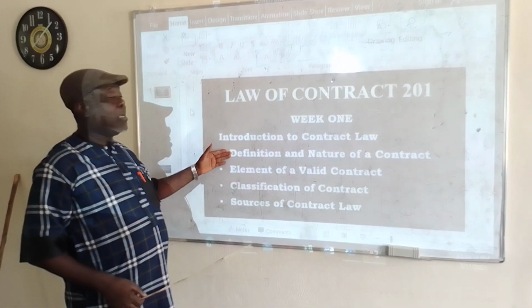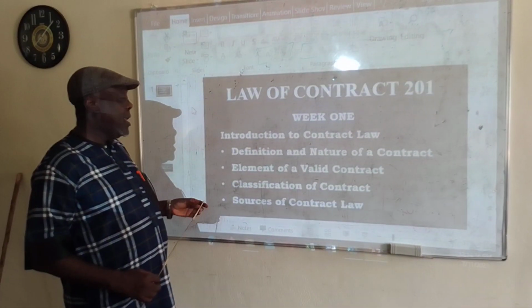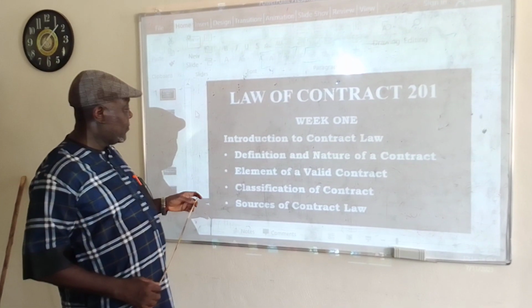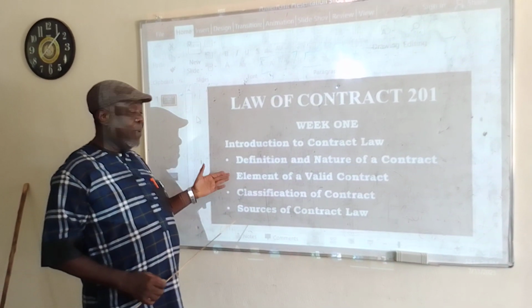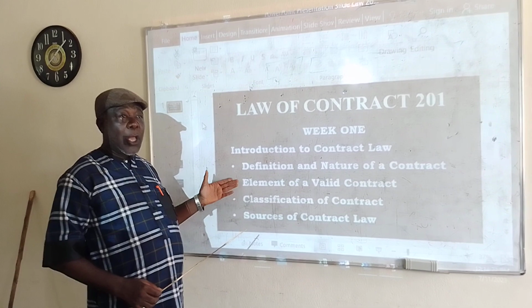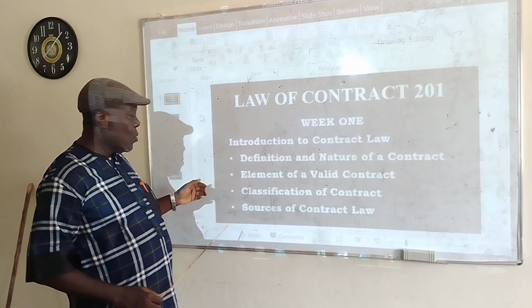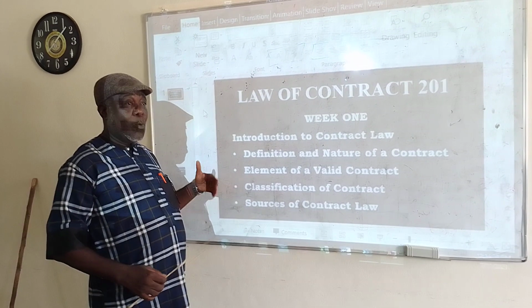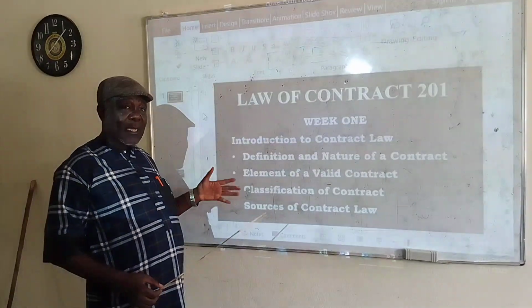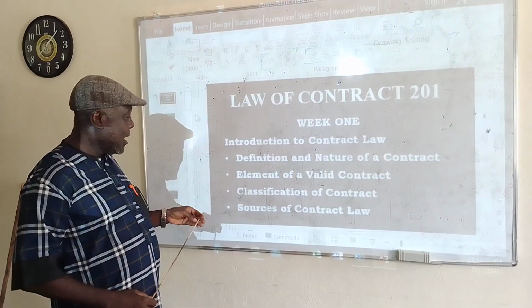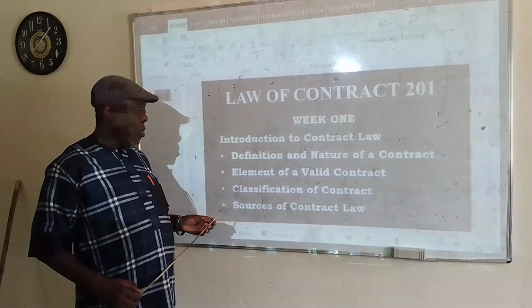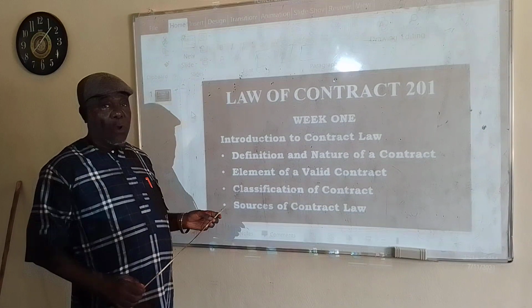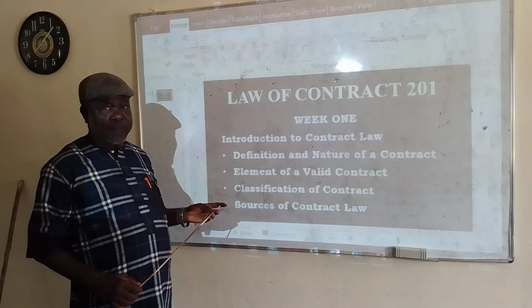We shall look at what is a contract and the nature of the contract itself. We shall look at some elements that constitute a valid contract under the law. We shall also look at the classification of contracts, under what categories are contracts classified. And then finally, we look at the sources of contract law in Nigeria.